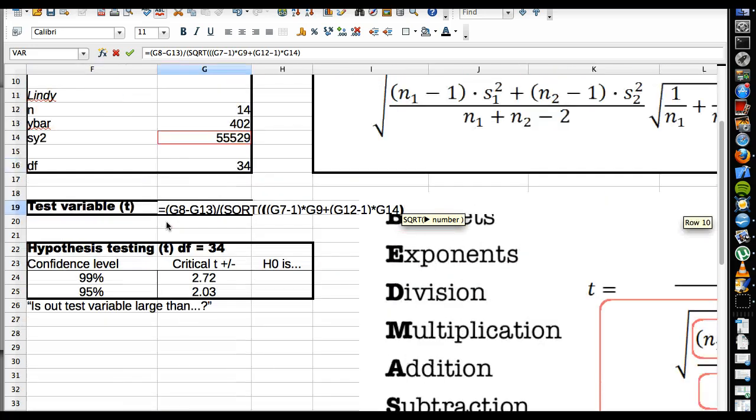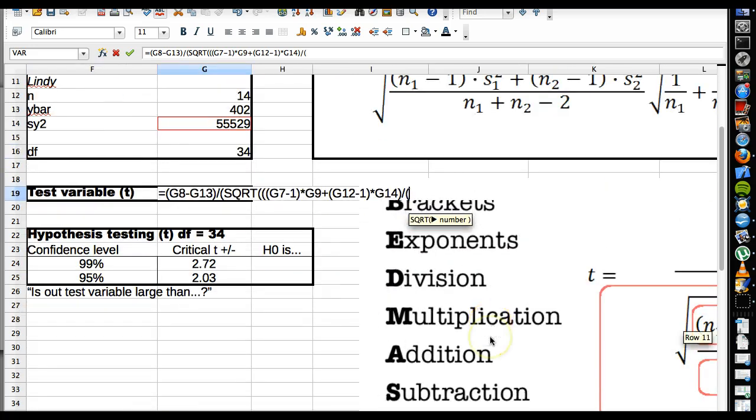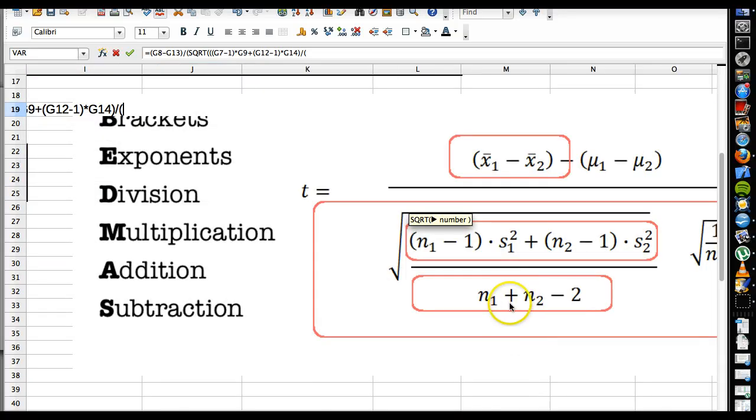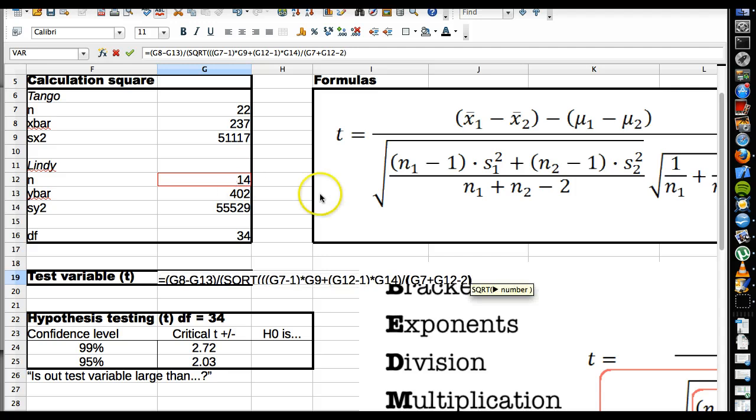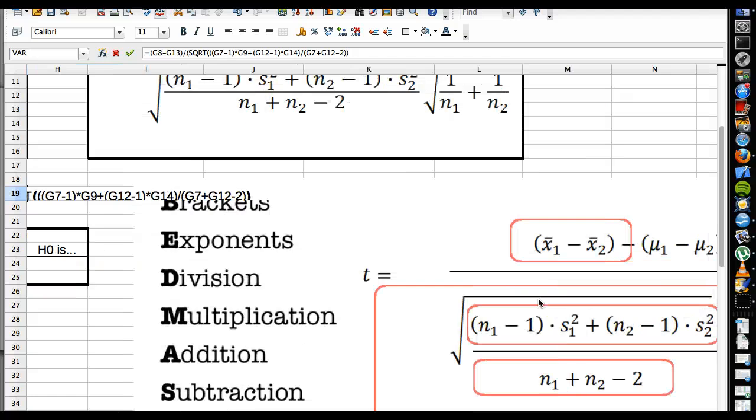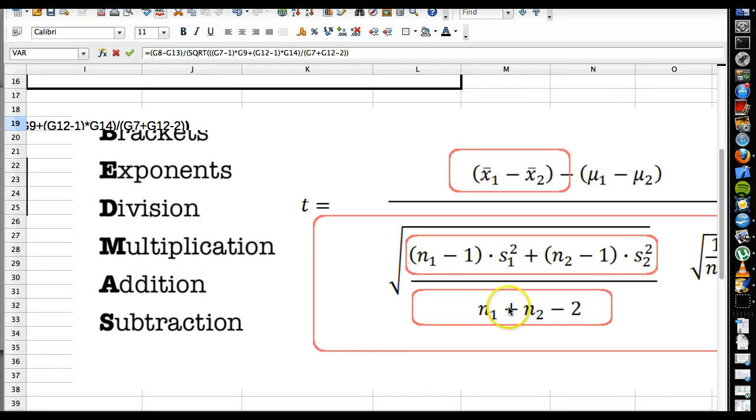So I go divide by another bracket, and I'm going to need that bracket because we both have an addition and subtraction here that we want to conduct before we conduct this division. So I'm going to take my first sample size plus my second sample size there and minus 2. Close that bracket and then close that bracket one more time because this is the number that we want to square root. So I put this within brackets and then I close the square root that we're going to be calculating.